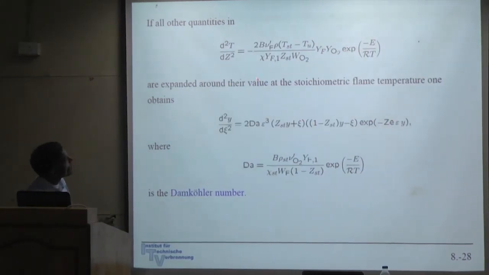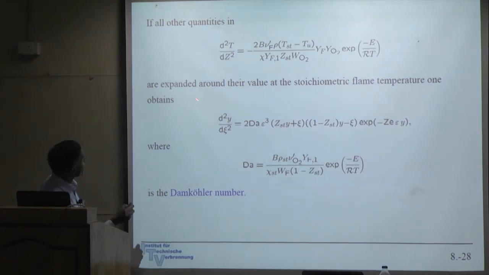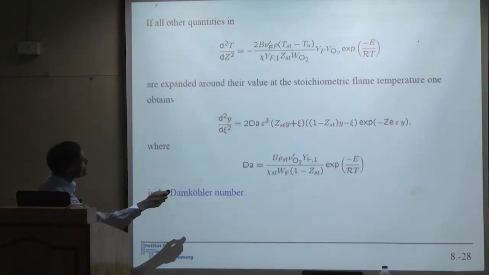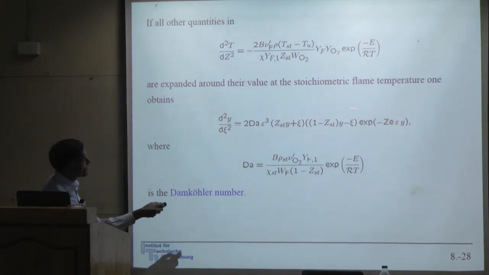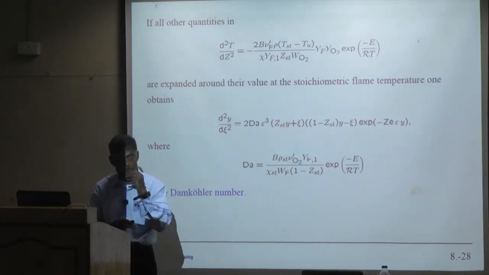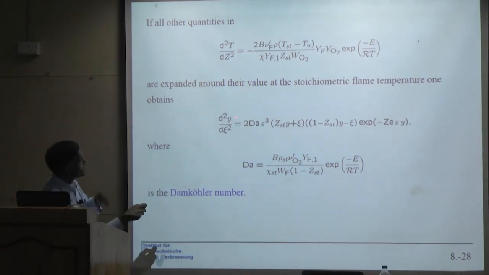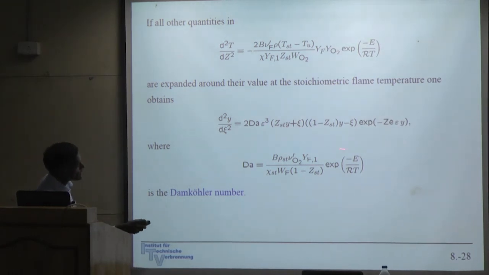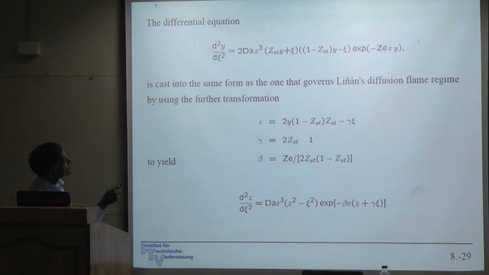Now, if you introduce these expansions into this differential equation, you get this equation. So this is the structure. This is the equation that gives you the structure of the reaction zone. That's the equation for Y, which is of course the perturbation. Now here you can see there's a Damköhler number that appears. So Da is a Damköhler number that's given by this equation.